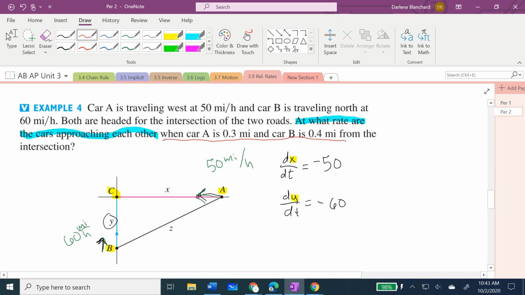Now, what I highlighted in blue, you might have to read that a few times to figure out what it's talking about. It's asking what is the rate at which the cars are approaching each other. The cars are located here and here. So if we're talking about them approaching each other, what would we connect between those 2 points to say distance between them? Straight line.